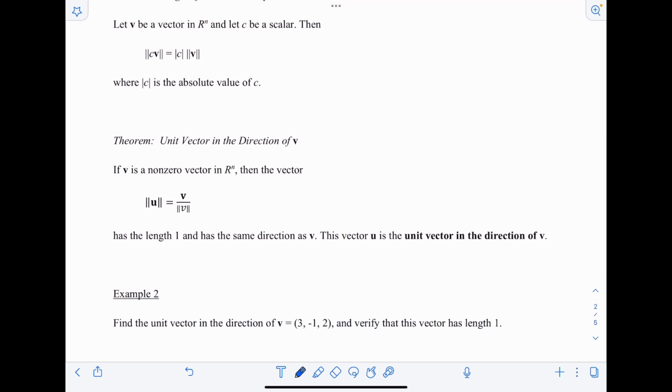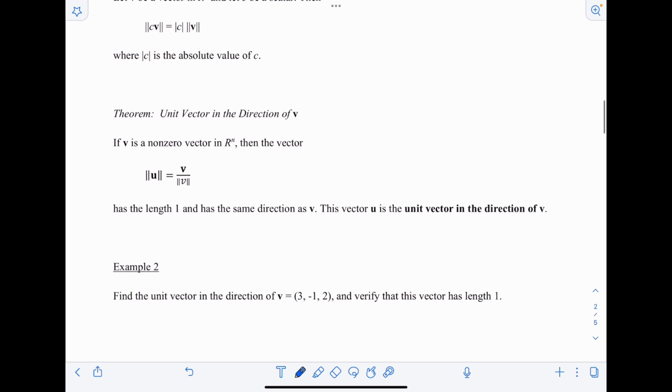And this simply says that if v is a non-zero vector, then the vector u is equal to v divided by the magnitude of v. All this is saying is that if I have a vector, this is how we turn it into a unit vector. If I have a vector v, I can simply divide vector v by its magnitude, and that's going to give me a unit vector u. Okay, so here's how this looks.